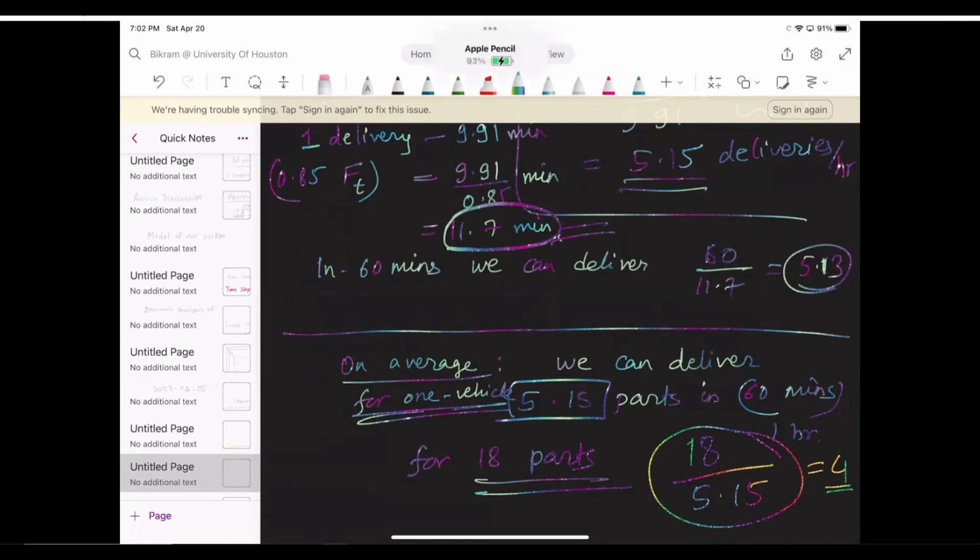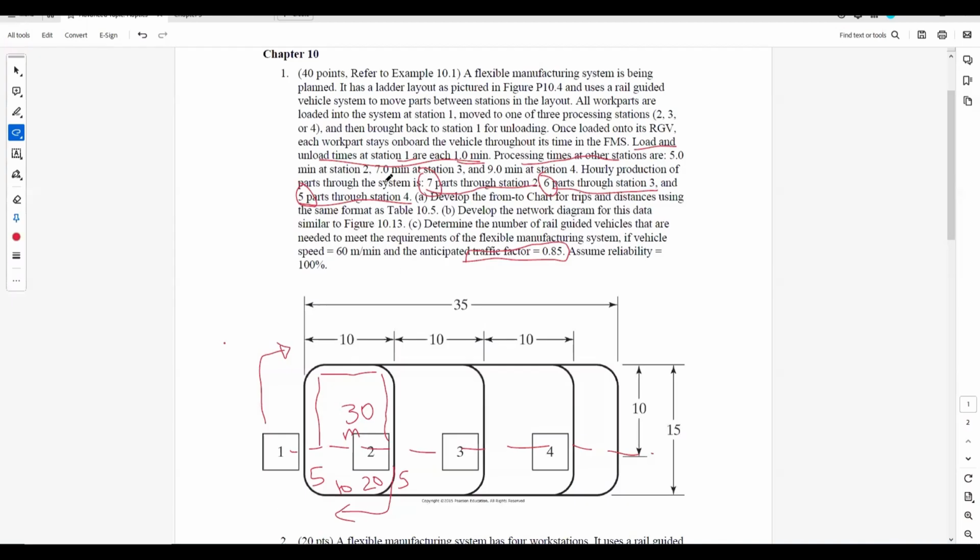If the question asks you to find out for a specific number of deliveries, you write the number of deliveries. But here it does not ask you that. You just have to deliver all these parts which are mentioned here. So the hourly production rate: for each 1 hour, the number of parts are given. 7 in 2, 6 in 3, and 5 in 4. So the total number of parts we must complete in 1 hour is 18 in total.